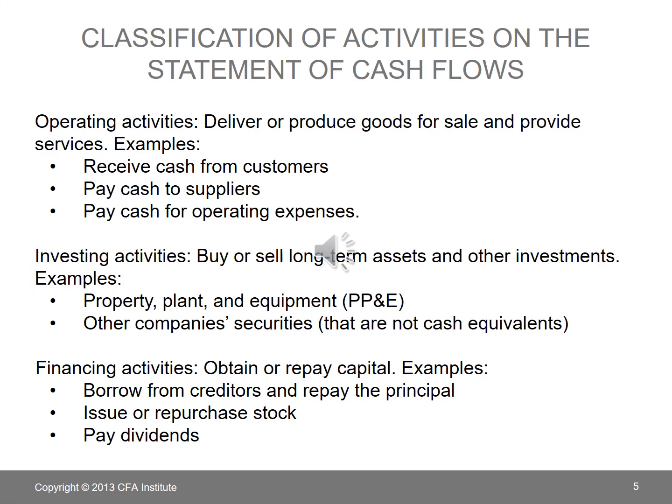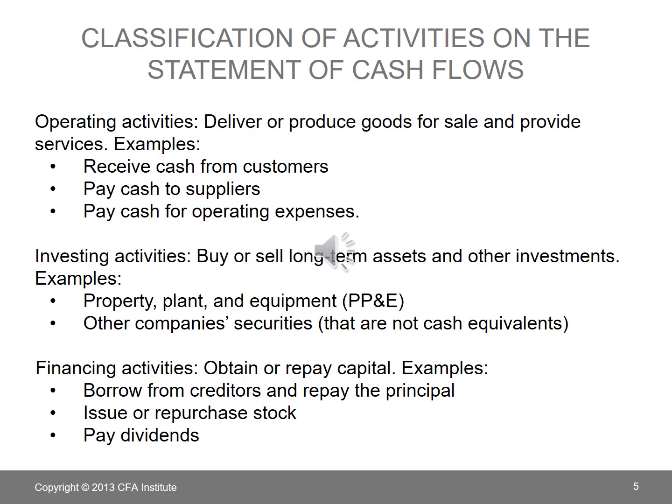In this slide, we can see a list of the three categories of cash flows. So we have operating, investing, and financing activities. Cash flows can be generated or spent in one of these three categories. For operating activities, this relates to the delivery or production of goods, or for services provided to customers. Examples of that would be receiving cash from customers for a certain product, paying cash to suppliers, or paying cash for operating expenses.